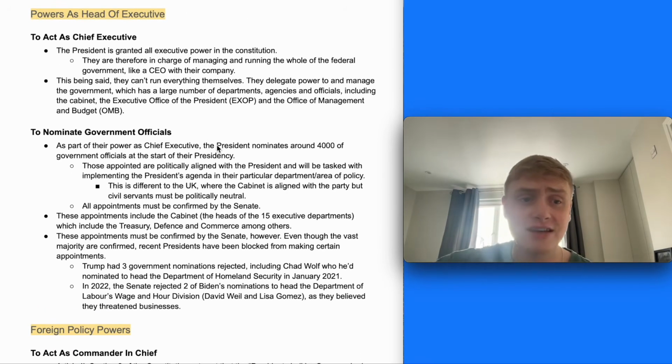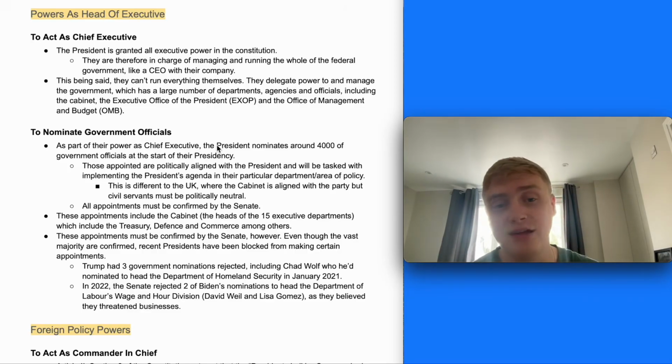As chief executive, they also have the power to nominate government officials. So they nominate around 4,000 government officials at the start of their presidency. These are politically aligned with the president and will be tasked with implementing their agenda in their particular department or area of policy. So this is different to the UK, where the cabinet is aligned with the party, but civil servants must be politically neutral.